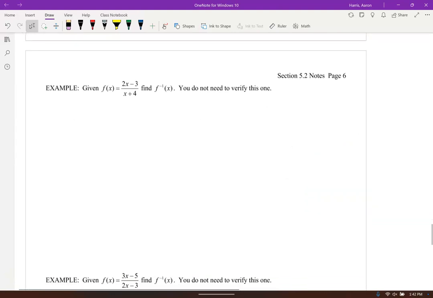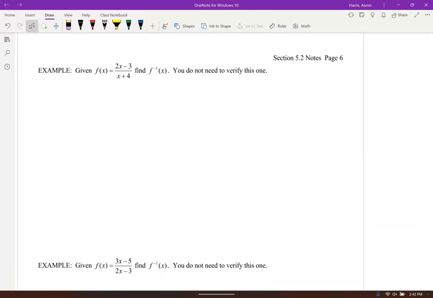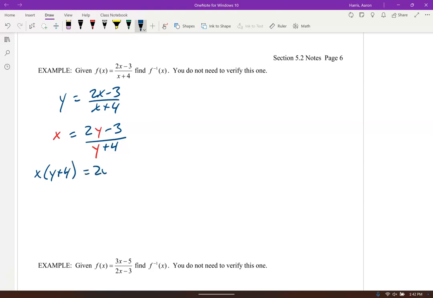All right, this one we don't need to verify, but let's go ahead and practice a couple more in finding our inverses. If y equals 2x minus 3 over x plus 4, I want to switch x's and y's. And now what I want to do is get my y on top. So I'm going to multiply both sides by y plus 4.